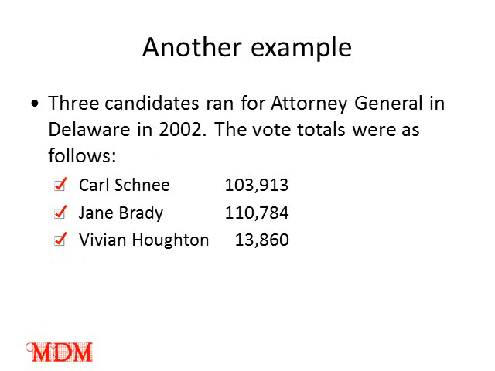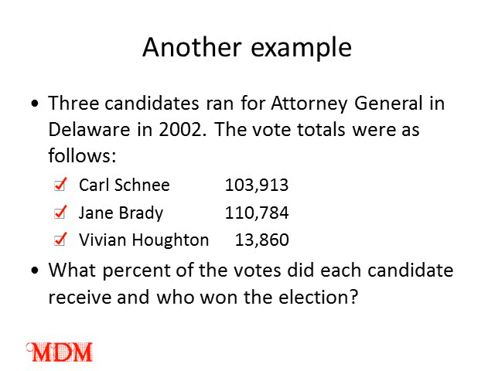Let's take another example. 3 candidates ran for Attorney General in Delaware in 2002. The vote totals were as follows: Carl Schnee, 103,913 votes; Jane Brady, 110,784 votes; and Vivian Houghton, 13,860 votes. What percent of the votes did each candidate receive, and who won the election?